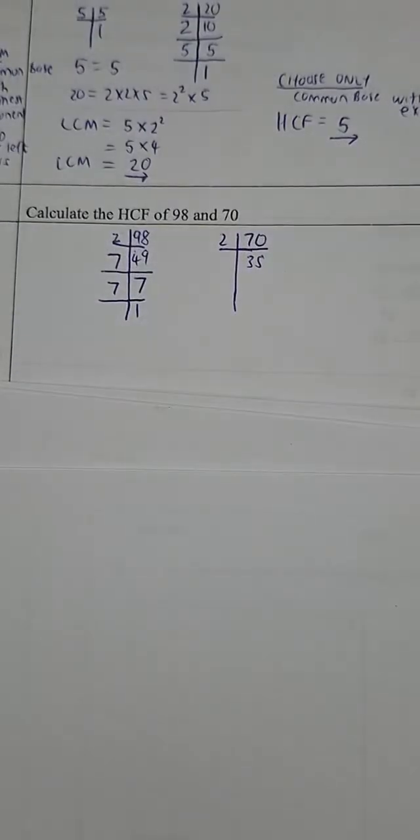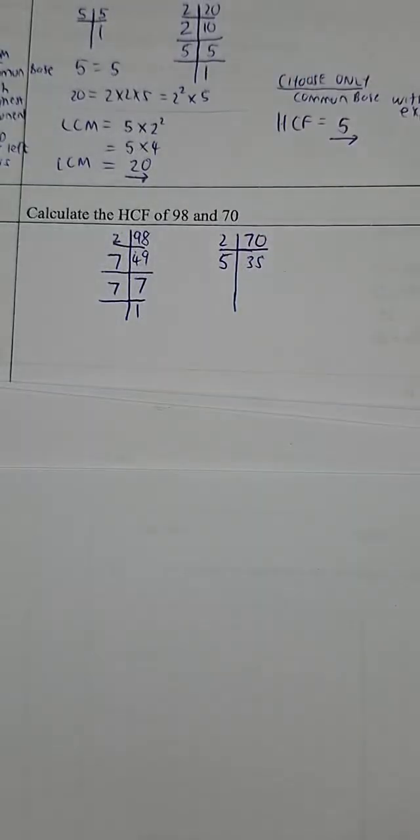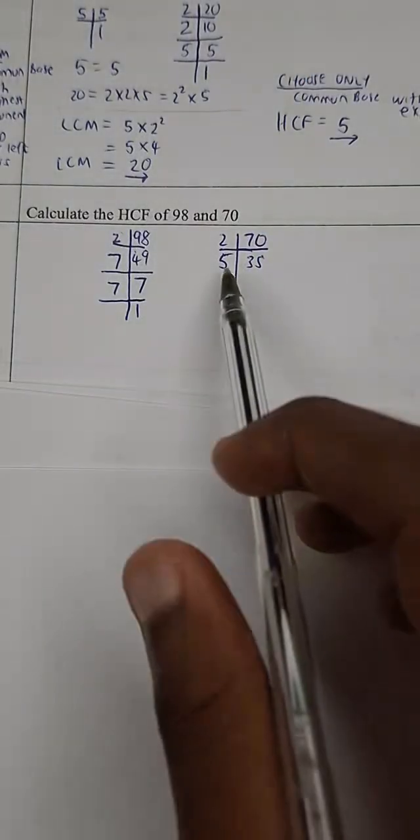Smallest prime number that goes into 35. Yes, 5, guys. 2 doesn't go into 35. 2 is not a prime number that goes into 35. The next prime number is 5. 5, guys. This is the next prime number. 3 doesn't go, 2 doesn't go in, but 5 does.